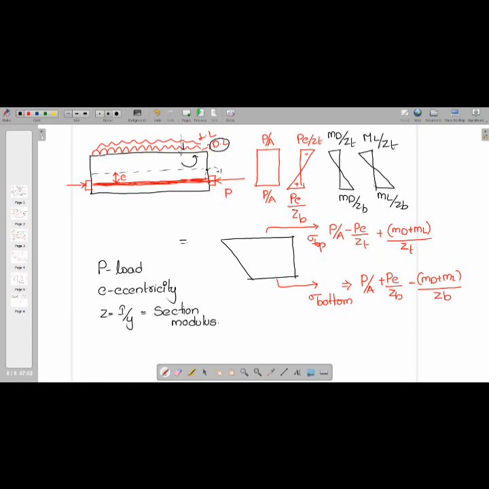So when I talk about the stress at top, the stress at top is given by P by A minus PE by ZT plus MD plus ML upon ZT, and the stress at bottom is P by A plus PE by ZB minus MD plus ML upon ZB. Sir, ZB means section modulus at bottom, and ZT means section modulus at top. Is it clear?